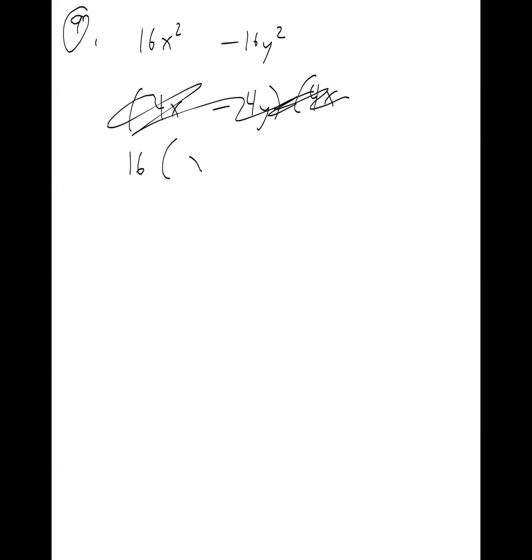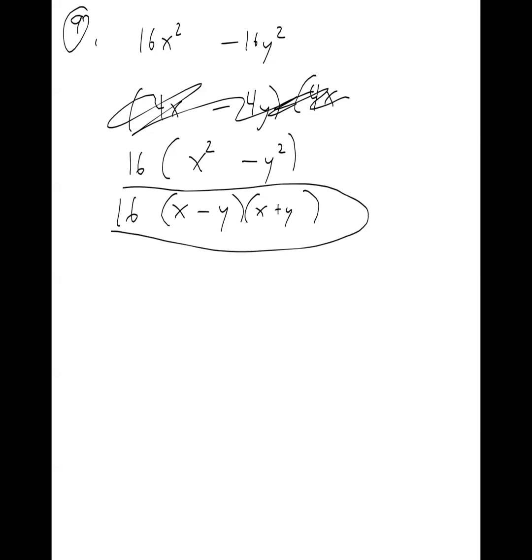So take out the 16 first, and then you get just x squared minus y squared. Now, with the 16 on the outside, then you start doing the square root factoring method, which is take the square root of the x, keep the sign, take the square root of the y squared, get y, and then do the conjugate of that. So the correct answer is actually 16 on the outside, then x minus y, and then x plus y. Perfect. Now let's do number 10.